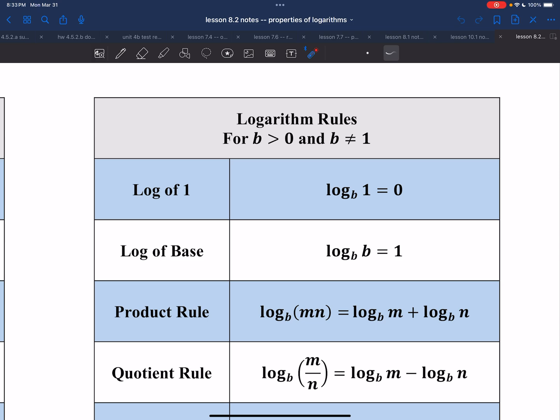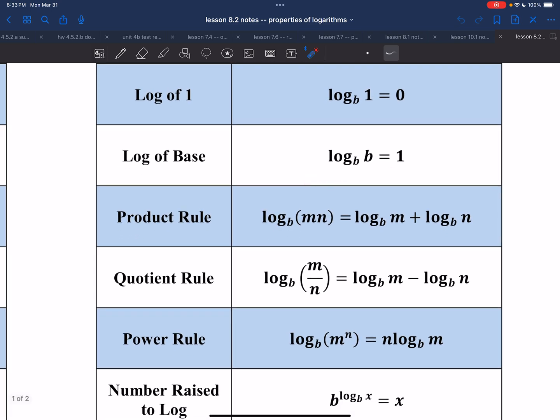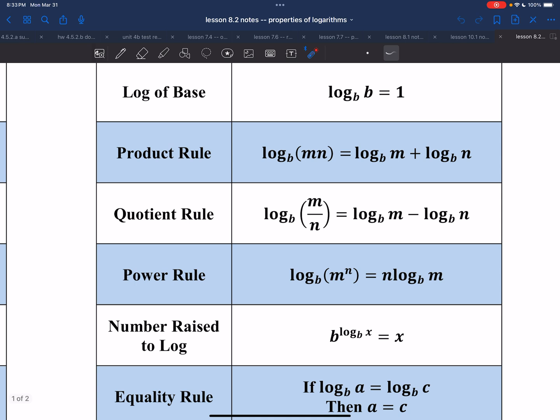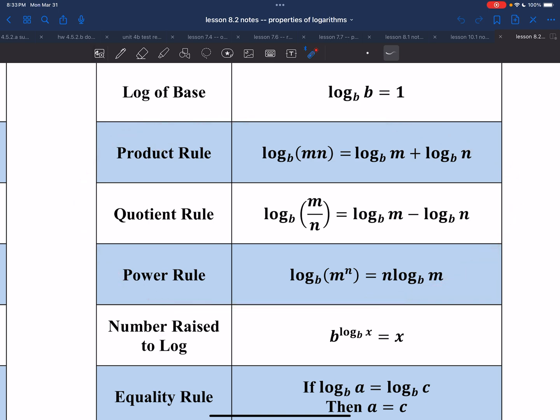A lot of these rules come about like that, like log base b of b is 1, and so forth. I am probably going to make a separate video for the proofs of these three rules. That second video will be optional. You do not need to know the proofs, but the main three rules we're going to use in this lesson are the product, quotient, and power rule for logarithms. And here's what they say.